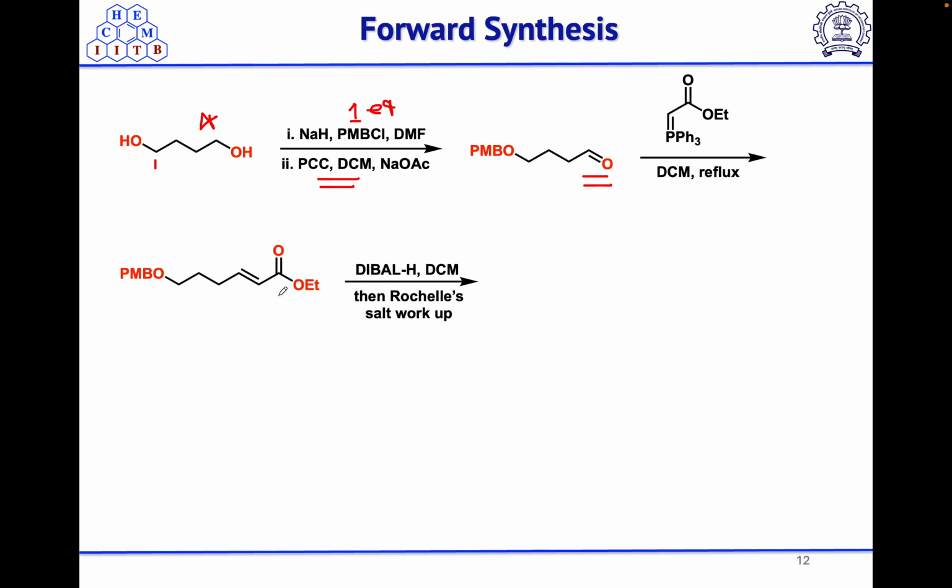Now, after having this, so this is the alpha beta unsaturated ester, right? If we treat the alpha beta unsaturated ester with DIBAL-H, what will happen? Basically it will reduce this ester to alcohol. So you will get this alcohol, which is now an allylic alcohol.